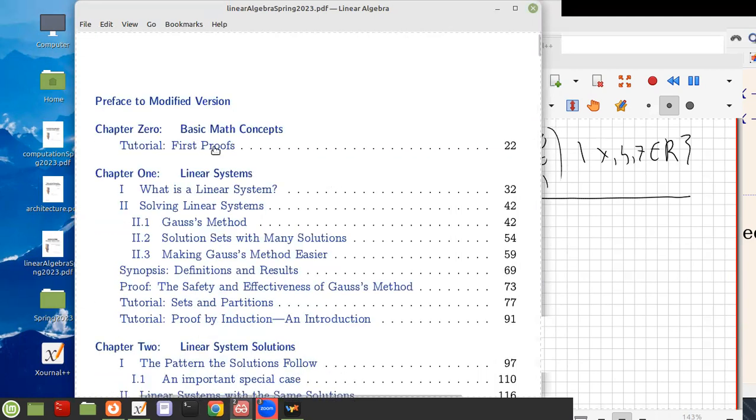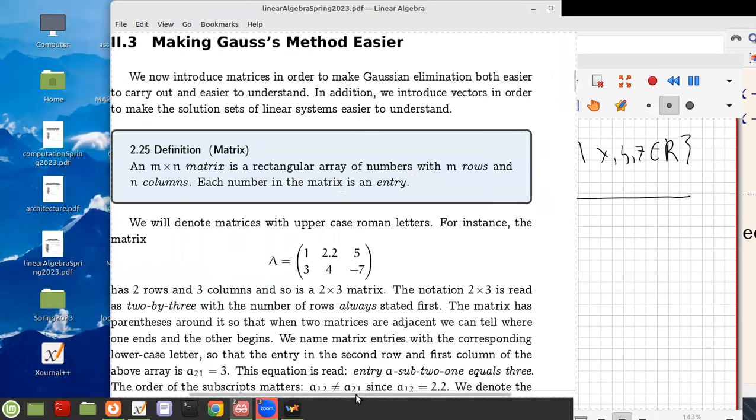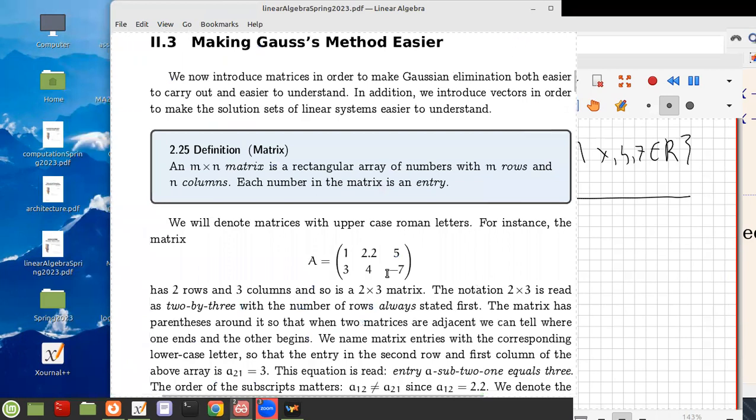We started messing around at the beginning of class with chapter 0, and the material that we've talked about here has all been in this section 2, solving linear systems. But there's a little bit here on this second piece, which is making Gauss's method easier. This introduces matrices to make Gauss's method easier.